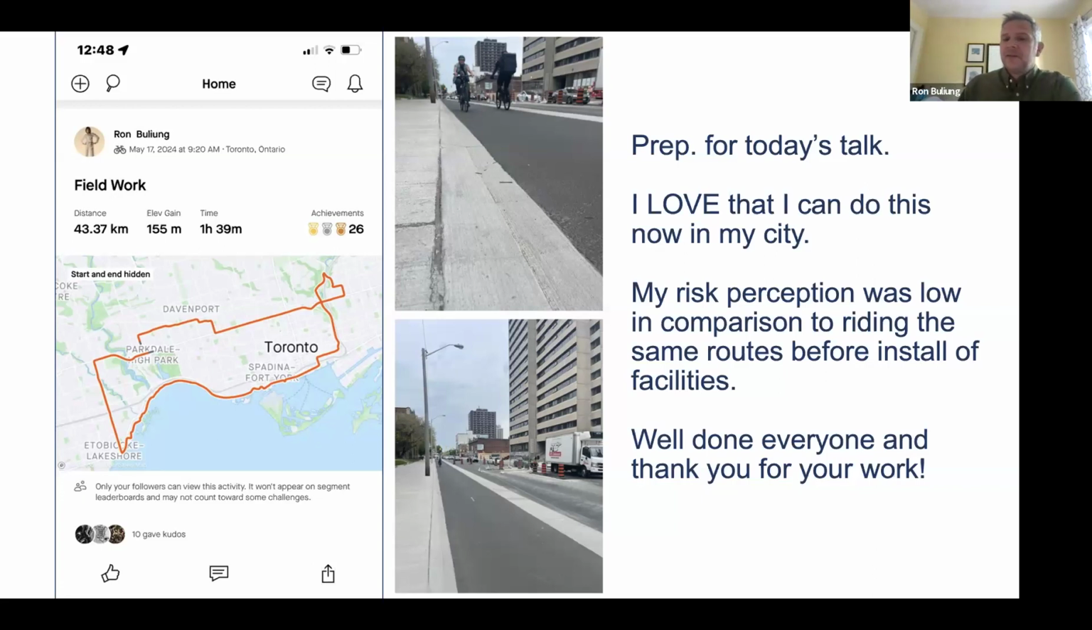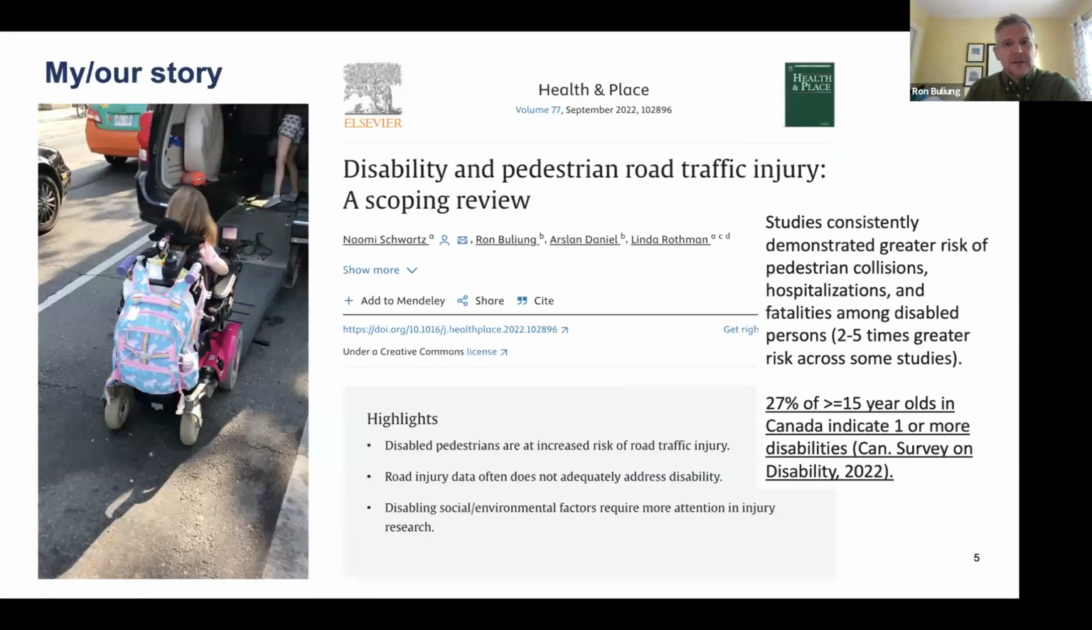As a result of the presence of this infrastructure, my risk perception is quite low, riding in those spaces in comparison to riding in those spaces using the same routes before the installed facilities. So I'm very grateful to the city's cycling committee for all of the work they've been doing, the design and build. The images that you see here are along the cycle track along Bloor Street, and there's a slightly beveled curve, which I'm going to come to a bit later when we're talking about blind and low vision.